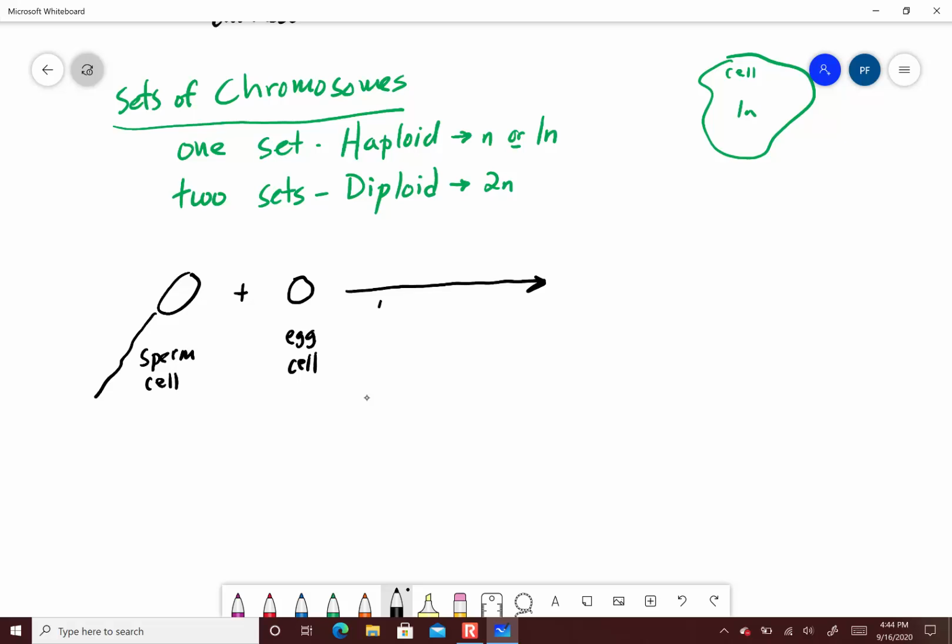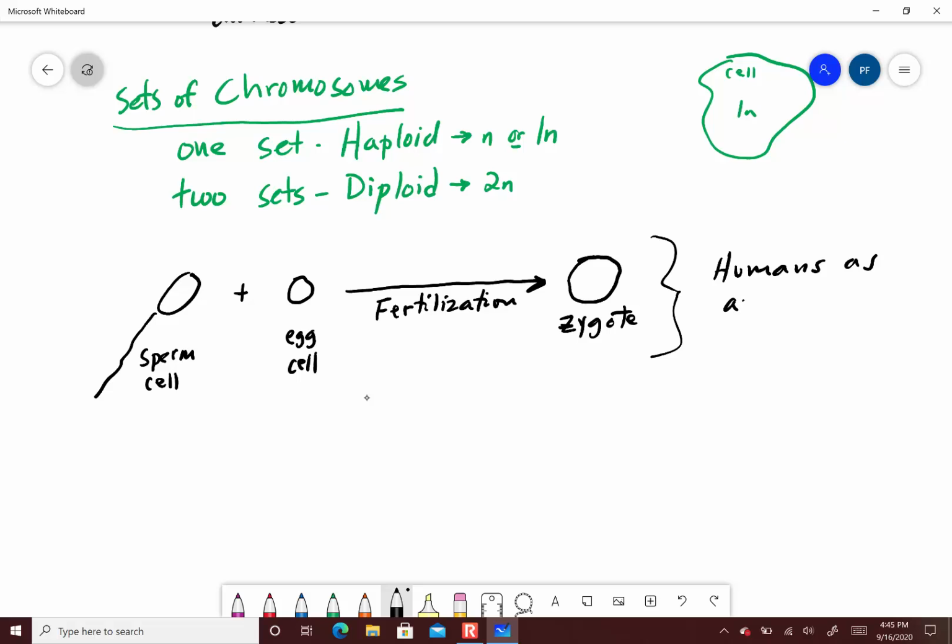And when those things are going through fertilization, so when the sperm cell fertilizes the egg, we end up getting a single cell here that's called a zygote. Right, so those are our cells we're working with. And I mean, this could technically be any animal and most plants that we would be looking at, but the numbers I'm going to give you are examples using humans. Okay, so we're using humans as an example here.